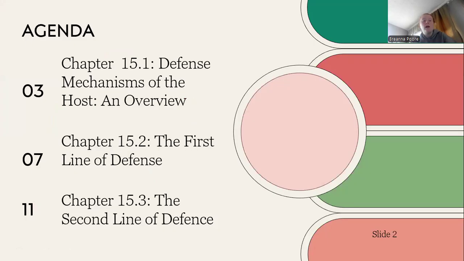The agenda for this chapter is that on slide 3, it will begin with 15.1, the defense mechanisms of a host and overview. On slide 11, it will begin with 15.2, the first line of defense. And on slide 11, it'll begin with 15.3, the second line of defense. I know there is a third line of defense, but it is not included in this chapter. It is included in chapter 16.